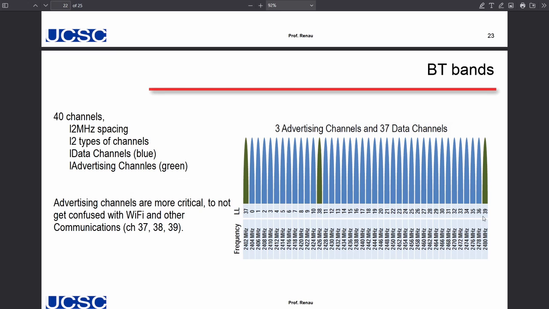What if two devices try to broadcast on the same channel? What's going to happen?